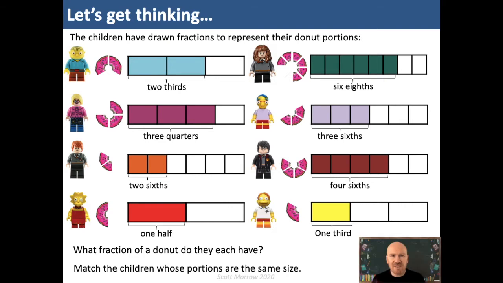Let's match the children with the same size portion. Ralph has 2/3. That's the same as those 4/6 that Harry's got, so Ralph and Harry have got the exact same amount of donut. Luna has 3/4. That's the exact same size as Hermione's 6/8, so Luna and Hermione have got the same amount of donut. Ron has 2/6. That's exactly the same size as Martin's 1/3, so Ron and Martin have the same amount of donut. And finally, Lisa has half a donut. That's exactly the same as Milhouse's 3/6 of a donut, so Lisa and Milhouse have got exactly the same amount of donut.